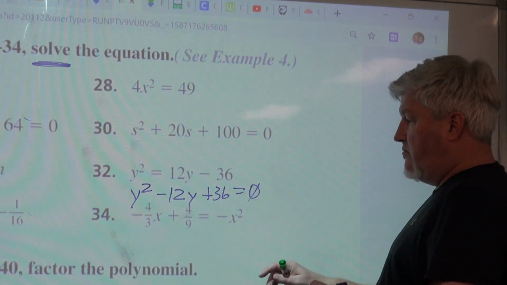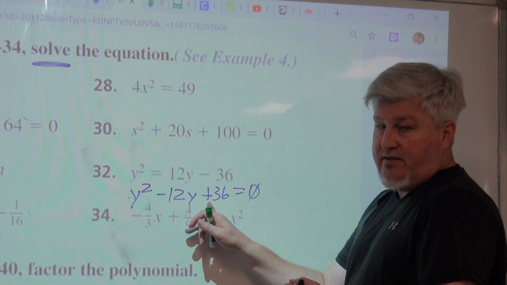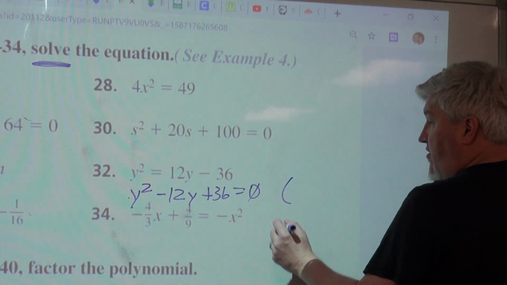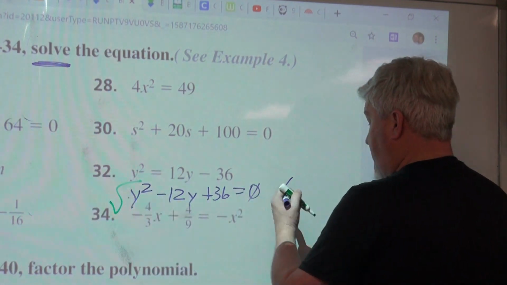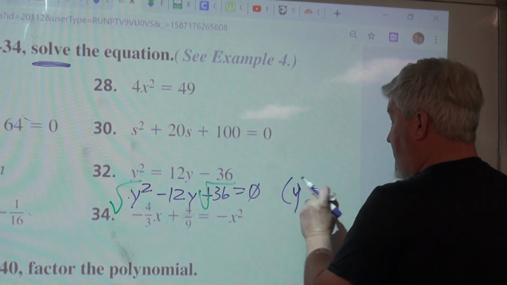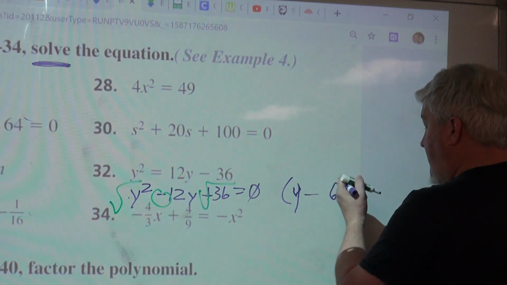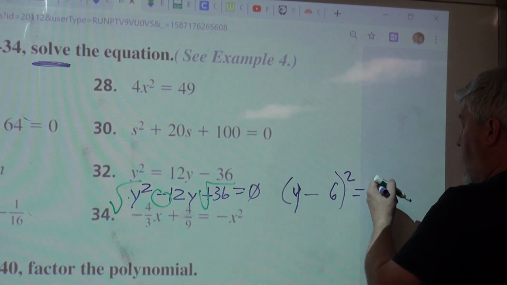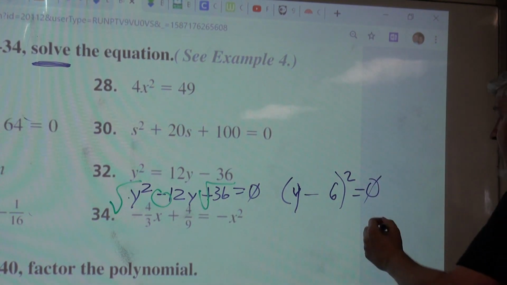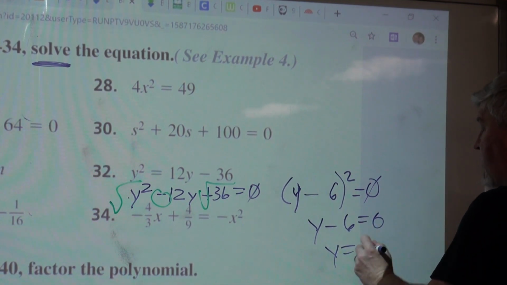Now I look here. I've got a perfect square and a perfect square and a plus sign in the second position. This is a special equation. I can quickly rewrite it as this. Square root of y squared is y. Square root of 36 is 6. Second sign is negative. There. Y minus 6 squared equals 0. And then just quickly solve. Y minus 6 equals 0. Y equals 6.